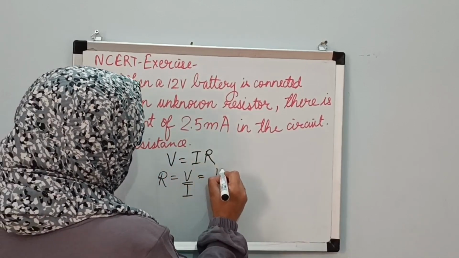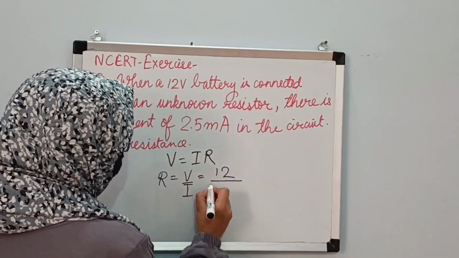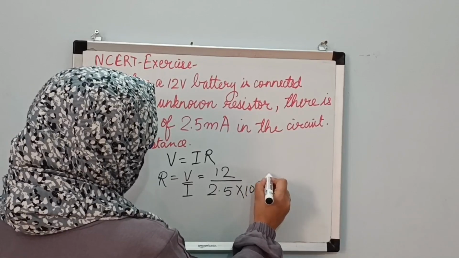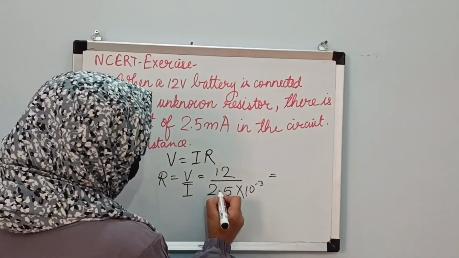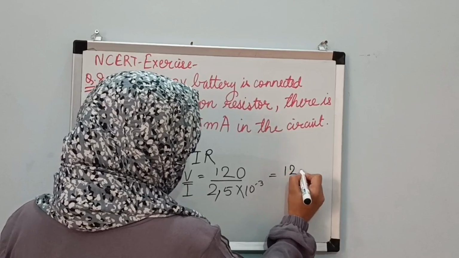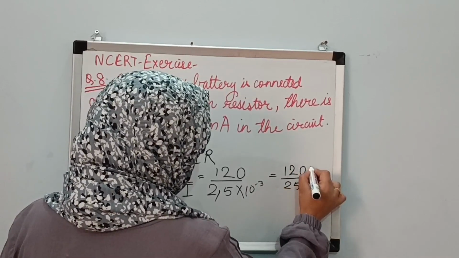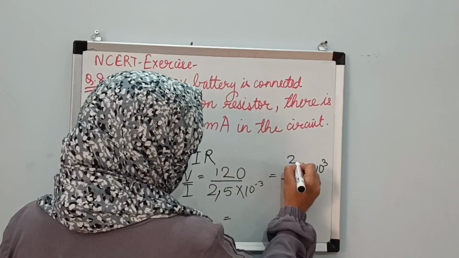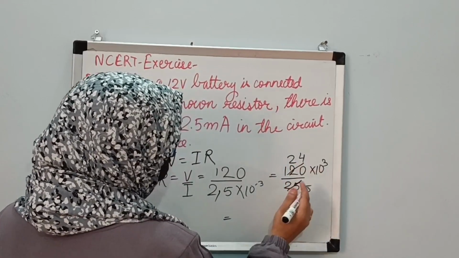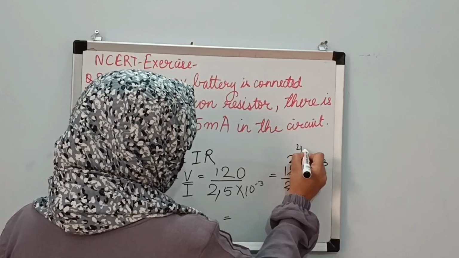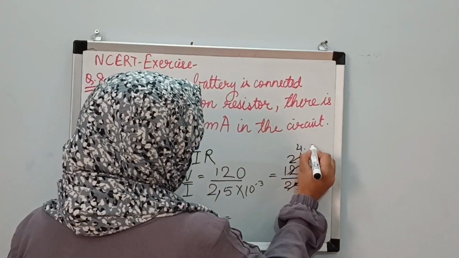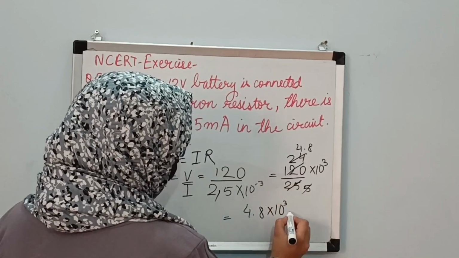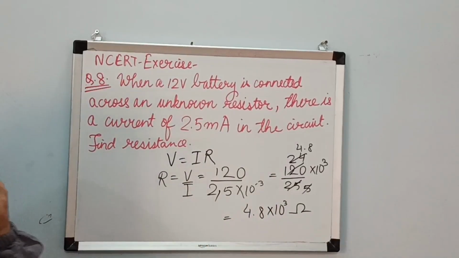So what is V? 12 by, what is this? 2.5 milli means 10 to the power minus 3 ampere. So what can you do? So 120 by 25 into 10 to the power 3, you can write here. So 5 4 is 20 point. So 4.8 into 10 to the power 3 ohm. This is only your answer.